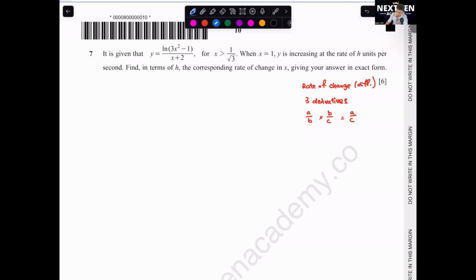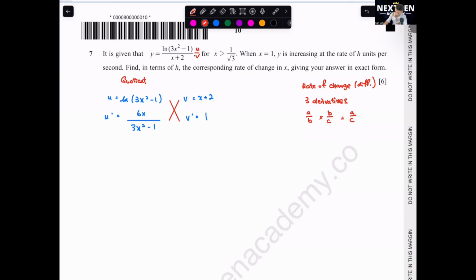From this question, y equals ln of 3x squared minus 1 over x plus 2. We are going to use the quotient rule, because this is u over v. u is ln of 3x squared minus 1. v is x plus 2. u prime, this one you know how to differentiate: f prime x over f x. So 3x squared will become 6x, and here 3x squared minus 1. v prime will just be 1.